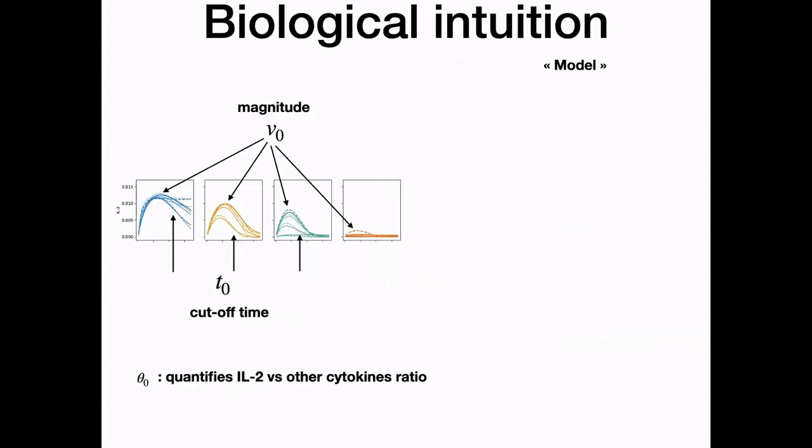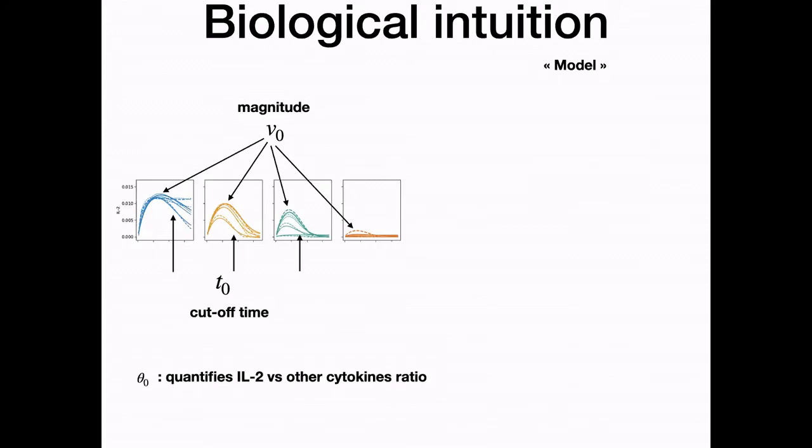Okay, now I will try to give you a biological intuition of what happens. Why do we want a more biological explanation? Why are we doing all of this? What we discovered with this approach is that if you look at, for instance, IL-2 on the left, its dynamics is driven by two parameters. One parameter is called V0, which is the magnitude, the strength of the response in our latent space. It corresponds roughly to the maximum level of IL-2. It's not exactly the maximum level, but it's correlated to it.